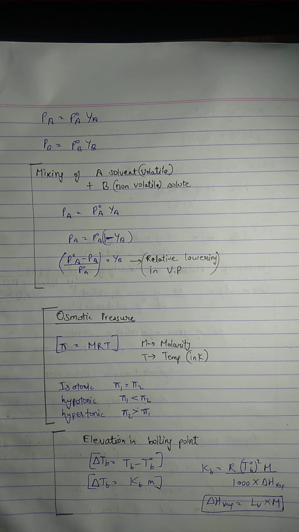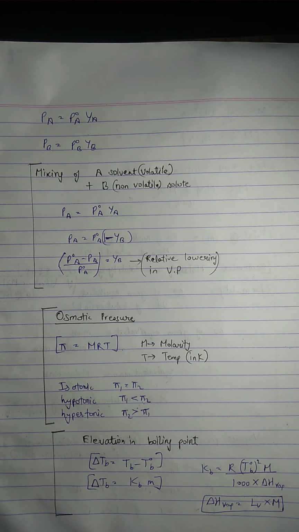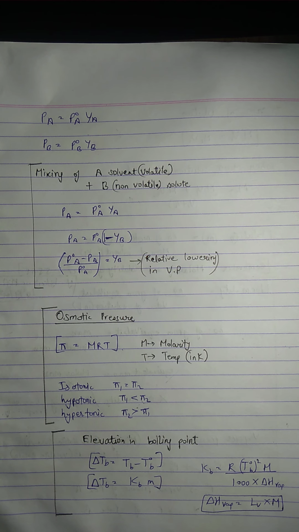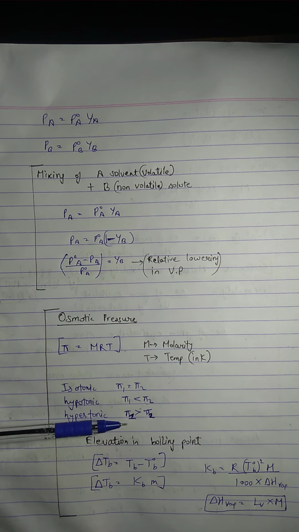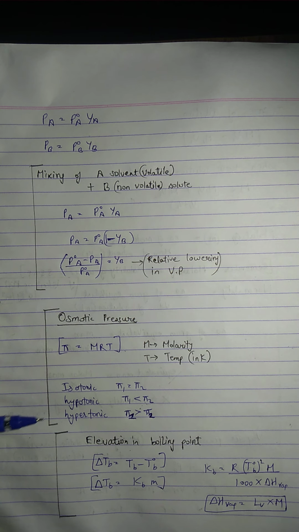Now next is osmotic pressure. Pi is equals to mRT, where m is the molarity and T is the temperature in Kelvin. Now there are some conditions like isotonic is equals to pi 1 is equals to pi 2, where both the osmotic pressure are same. Hypotonic means pi 1 is less than pi 2. Hypertonic means pi 2 is greater than pi 1. Or basically we can write pi 1 is greater than pi 2, hypertonic.